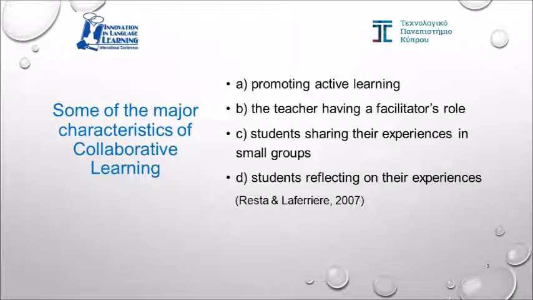Now, for the third slide, we can see some of the major characteristics of collaborative learning, which are, of course, the promotion of active learning, because students collaborate with each other. So the lesson is no longer passive. The teacher no longer has a central role. He or she rather has a facilitator's role, and the lesson is more student-centered. The students also share their experiences in small groups.